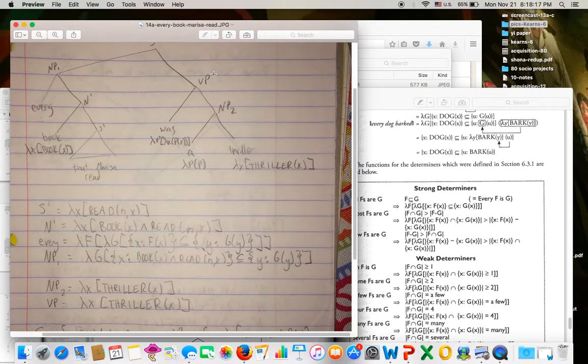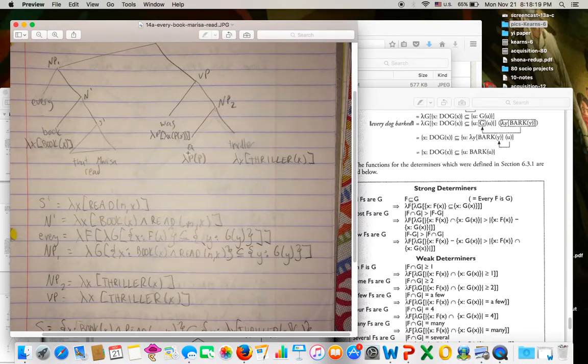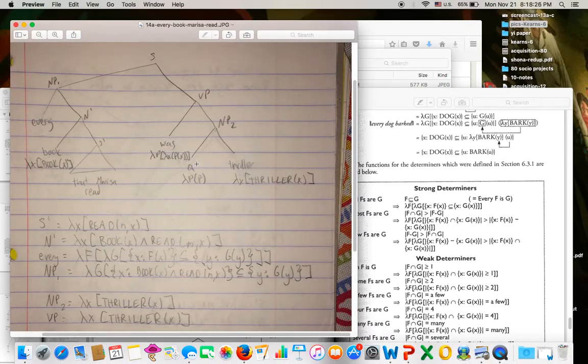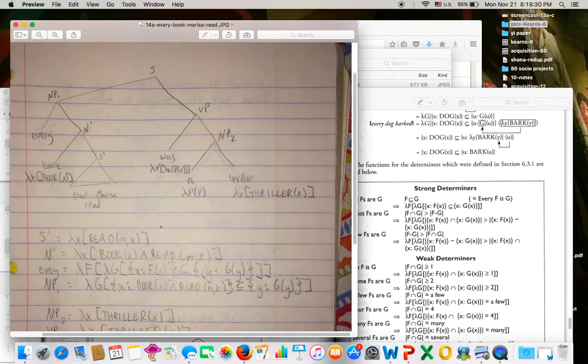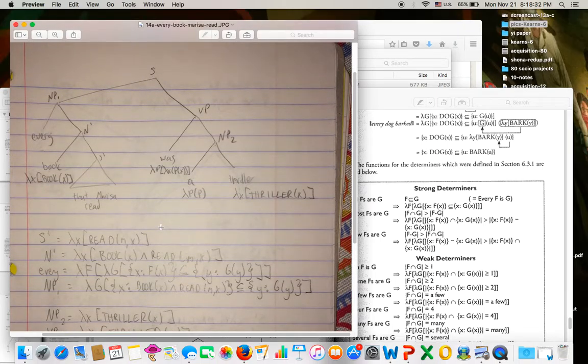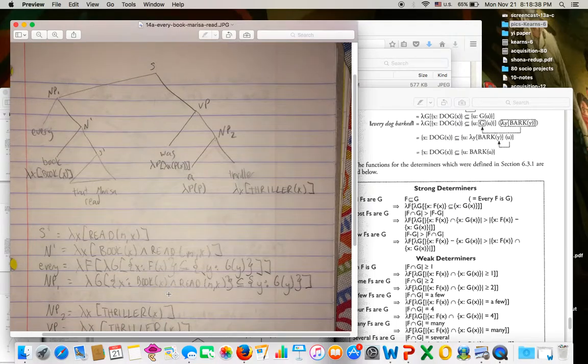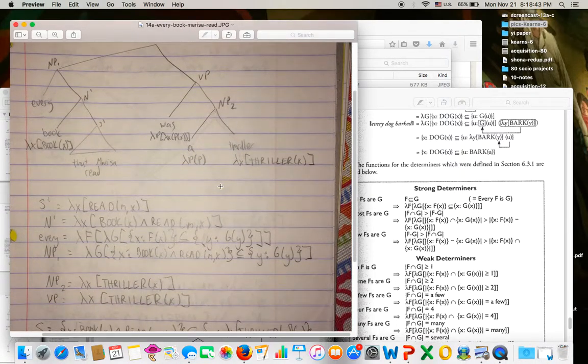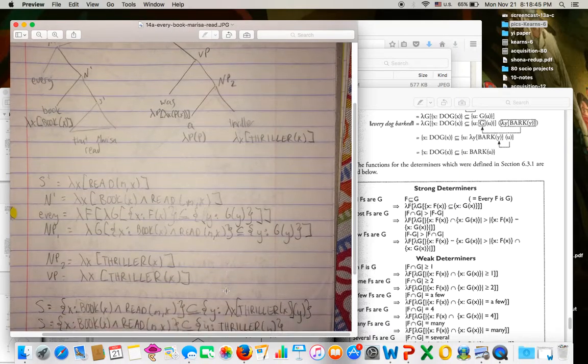And so that is going to be the VP node. So these are the denotations for and was. And so both of these are essentially identity operations. So the sentence is every book that Marissa read was a thriller. So thriller, the predicate over here, is lambda x thriller x. At the NP2 node, it's lambda x thriller x, right? Nothing is changing over here. And then at the VP node, lambda x thriller x.